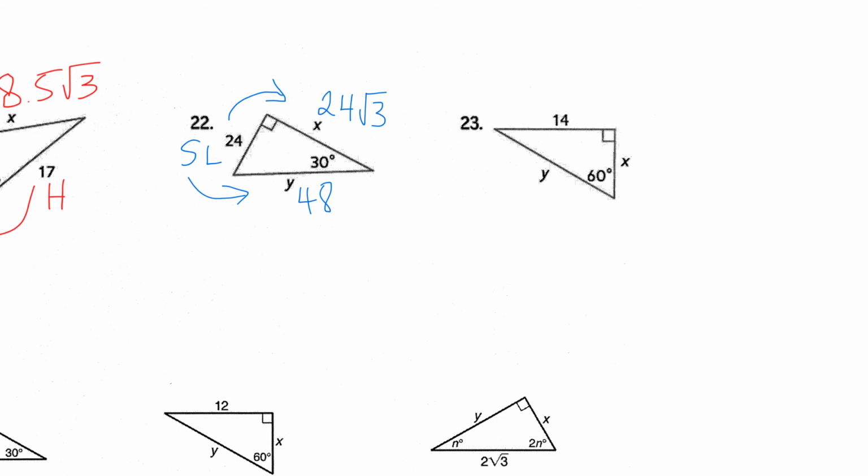And then on number 23, that 14, is it the long leg, short leg, or hypotenuse? That is the long leg. Now from the long leg to the short leg, it's going the opposite direction, so we divide by the square root of 3. It's 14 divided by the square root of 3. And so the short leg is 14 divided by the square root of 3. How long is the hypotenuse? 28 divided by the square root of 3.